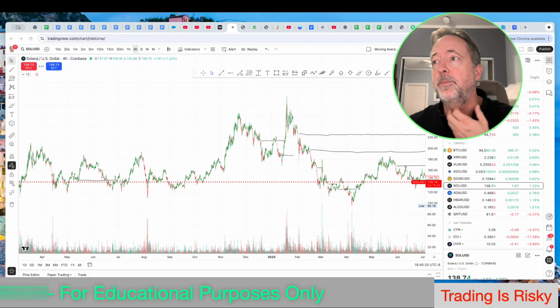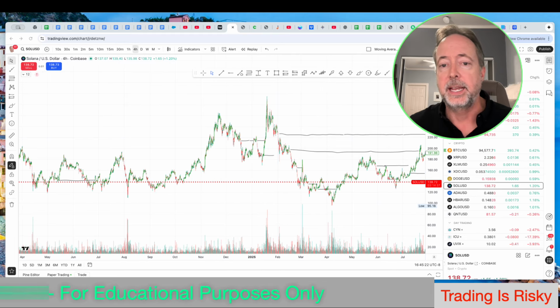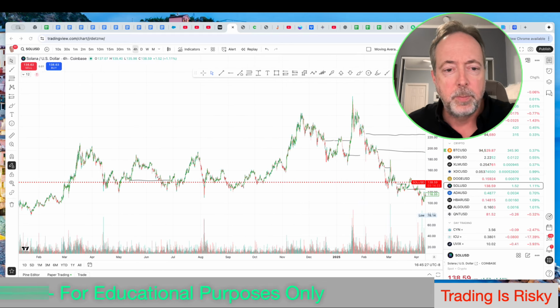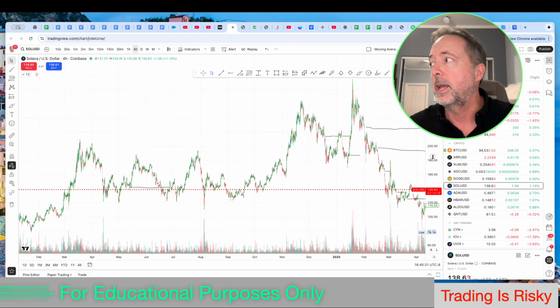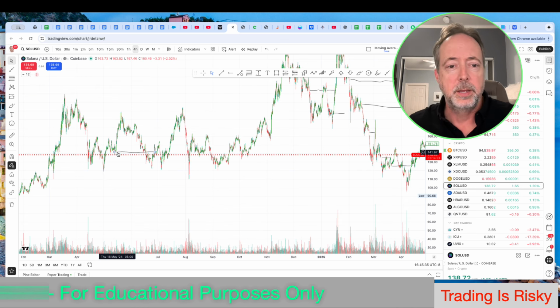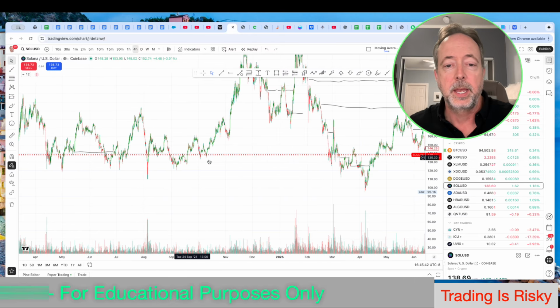Here's Solana right here. You can see I've got these black lines all throughout the page. What happens is when price action breaks these lines, more often than not it will come back up and touch that line, okay? Price did not break that one, so I'm going to skip it. But over here, it broke the line and it came back up, okay? I'm going to show you.